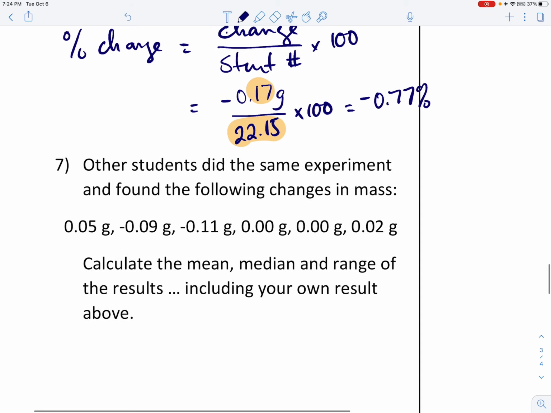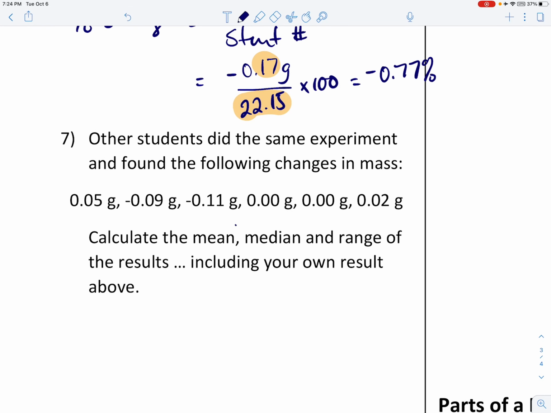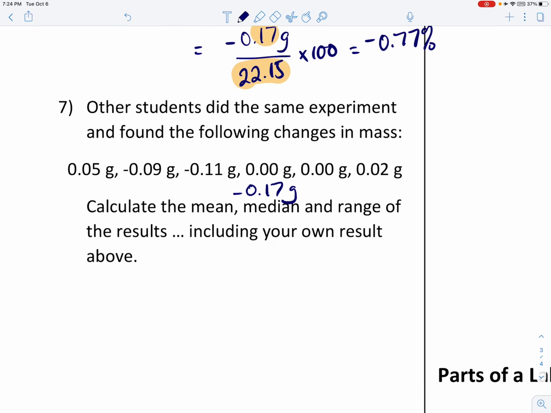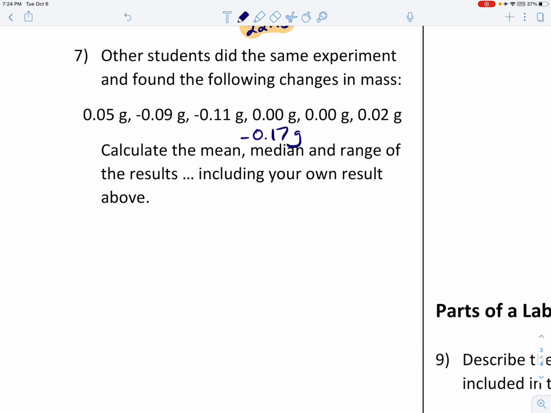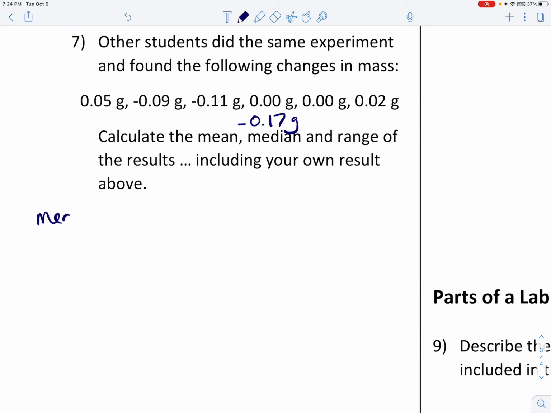Now some other students did the experiment and they got these changes. Let's add the change that we got, which was negative 0.17. So this is the change that we had up above. Calculate the mean, the median, and the range for the results, including our result. If you think you know what you're doing, go ahead and do this, but be sure to show your work.